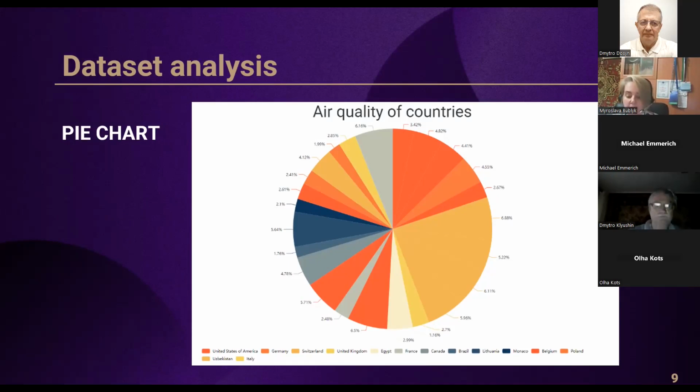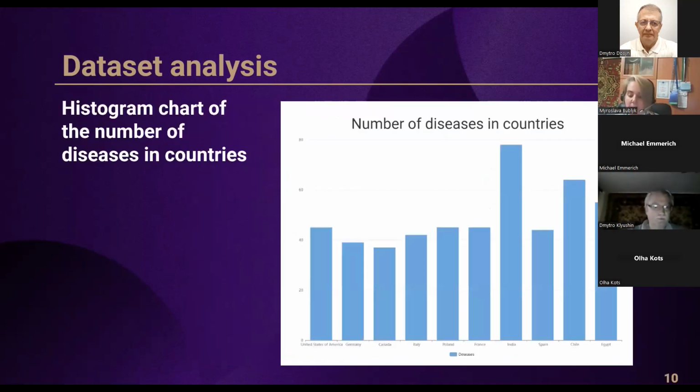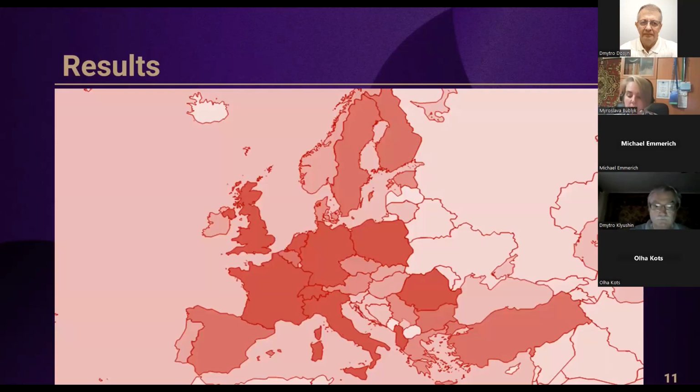Having done the analysis, we conclude that the highest air quality is in Switzerland and the lowest in France. The given figure shows the number of diseases in different countries of the world in 2022. Analyzing the present figure, we can see the biggest number of diseases in India, Chile, and Egypt, and the smallest indicator we observe in Canada, Germany, and Italy.